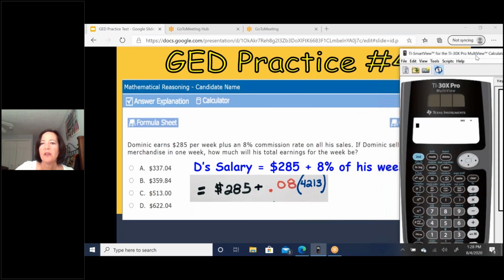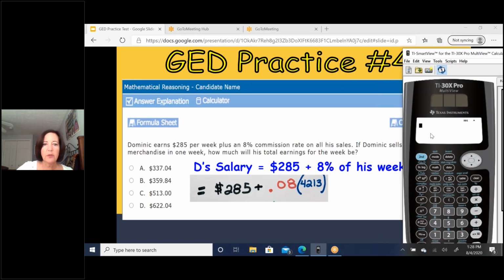Okay. So now I can see what I'm actually typing in. I'm going to type in 285, and I'm going to say plus, and instead of putting in 0.08, I'm going to put in 8, and then I'm going to locate the percent key. It's actually a second function. It's written above the division key on this particular calculator.